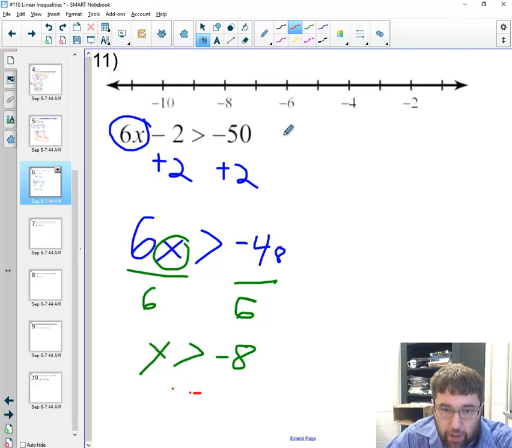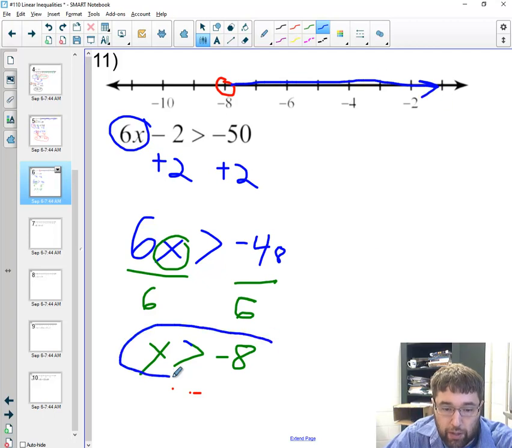Because there's no line underneath, it's an open circle at negative 8. And because it's pointing to the right, I point to the right. And then I circle my answer.